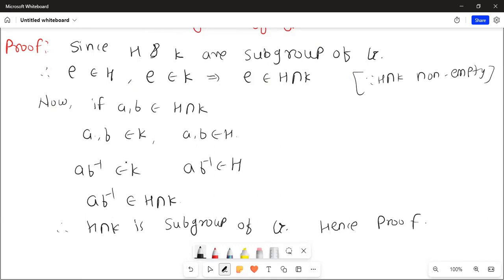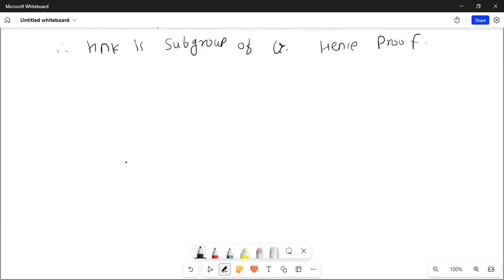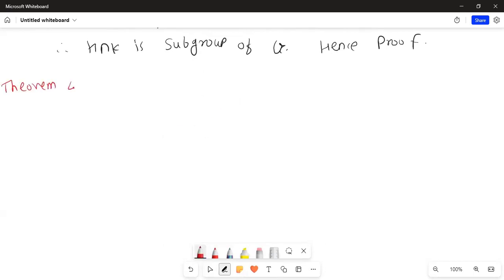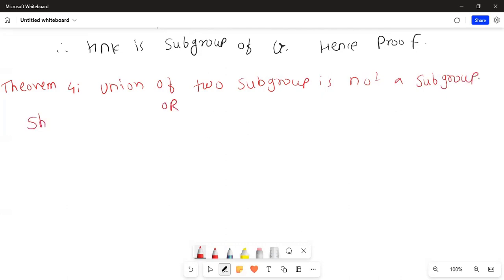ये जो थ्योरम है यहाँ पे हमने 2 स्टेप सबग्रुप टेस्ट का थ्योरम यूज किया है. ये थ्योरम यूज करके हमने ये इंटरसेक्शन का पार्ट प्रूफ किया है. सेम यूनियन के लिए थ्योरम है, थ्योरम नंबर 4. यूनियन के लिए देखो, union of 2 subgroups is not a subgroup, or show that union of 2 subgroups need not be a subgroup.